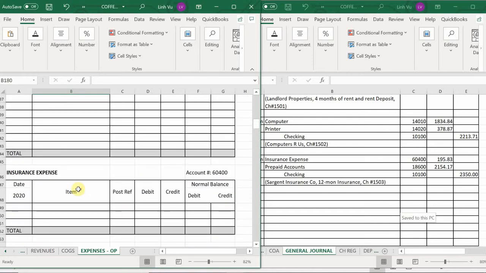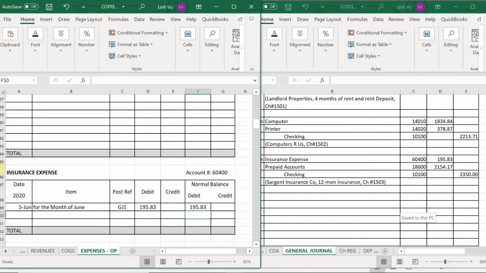Here we go, insurance expense. Go ahead, 195. I'm going to put for the month of June. PR: I am still on my first general journal, first page, for 195.83. So therefore, it should be 195.83.